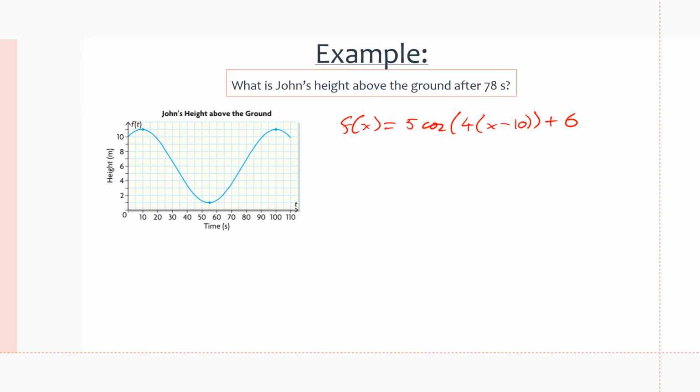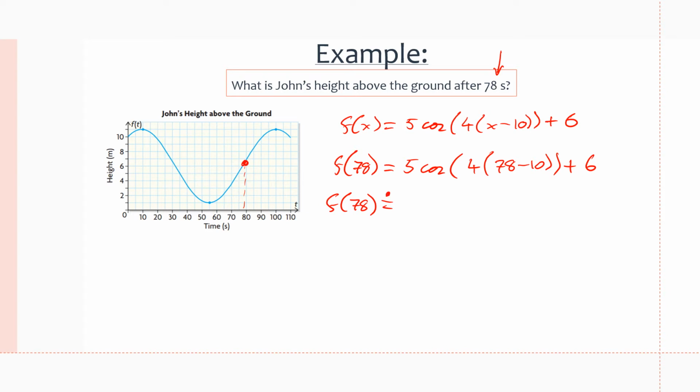All we want to do in this example is plug in the time of 78 seconds into our independent variable so we can get our dependent variable and see the height of John at 78 seconds, which is about here. So we should get a number around 6, 7, 8, or somewhere there. So if we plug in our 78 into our function, we get 5 times cosine of 4 times 78 minus 10, plus 6. And so f of 78 will be 78 minus 10 times 4. Take the cosine of that, multiply by 5, add 6. We get about 6.17 meters.